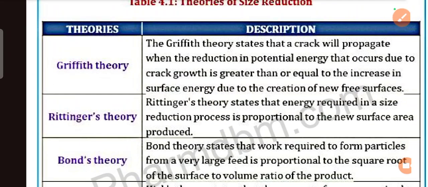Griffith theory. The Griffith theory states that a crack will propagate when the reduction in potential energy that occurs due to crack growth is greater than or equal to the increase in surface energy due to the creation of new free surfaces. Rittinger's theory states that energy required in a size reduction process is proportional to the new surface area produced.